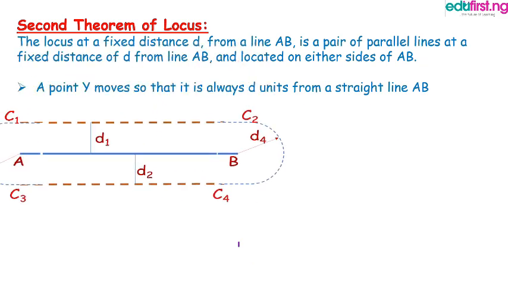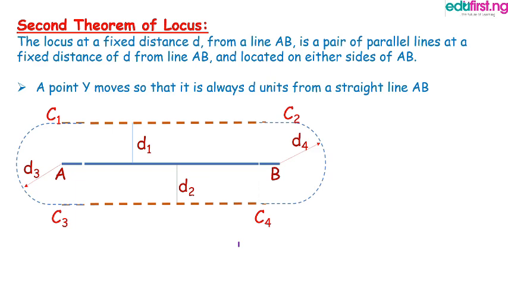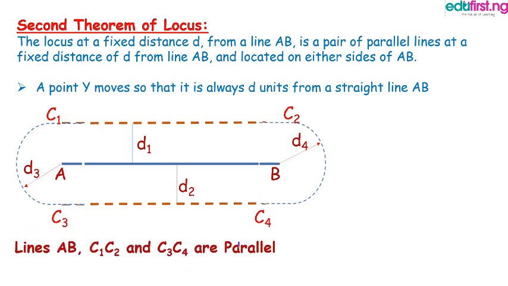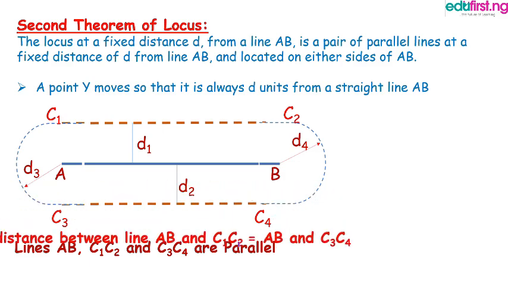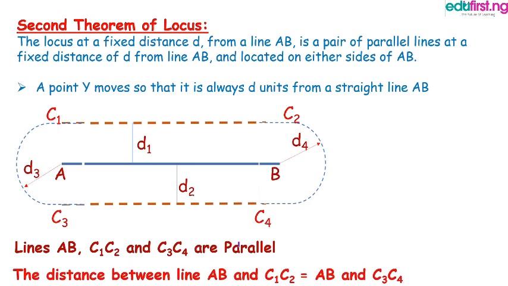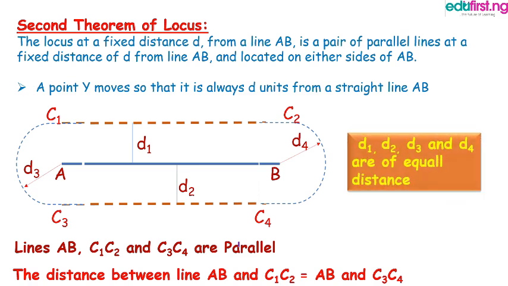A good illustration is the figure displayed. You notice that line AB, line C1 C2, and line C3 C4 are parallel. Also, the distance between line AB and line C1 C2 is equal to the distance between line AB and line C3 C4. D1, D2, D3, D4 are all equal distances. So that is just what theorem 2 is all about.